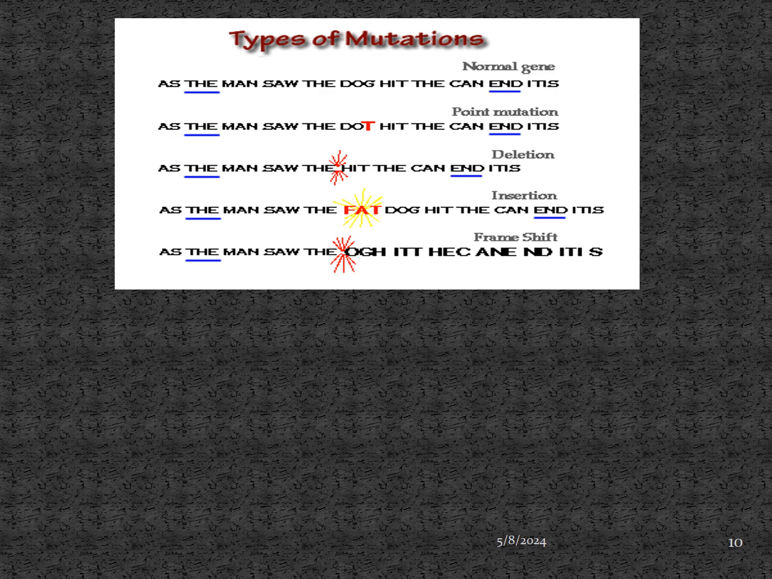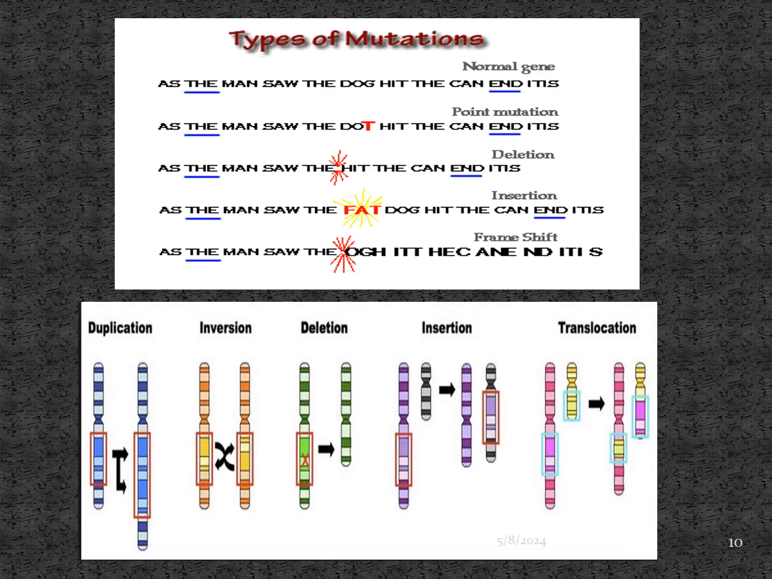Then for deletion, we notice that the dog is totally removed from the sentence. For insertion, a new sequence is introduced, which is fat. Fat is being introduced to the dog. That's what we mean by insertion. For the frameshift, you notice that the whole word is being turned around. Instead of dog you have ogh. Instead of hit you are having itt. So that's what we mean by frameshift mutation.